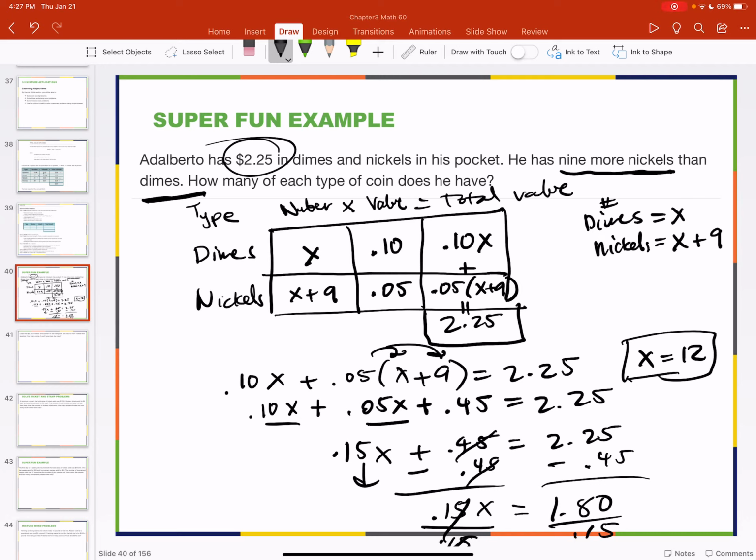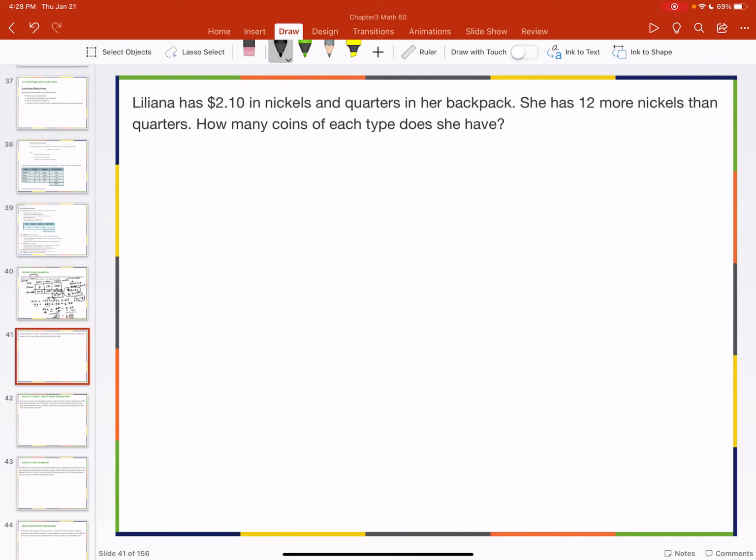How many nickels are there? There are 12 dimes, and there are 9 more nickels than dimes, so you just add 9 to 12. The number of nickels is 12 plus 9, which is 21 nickels. All right, let's do another example.